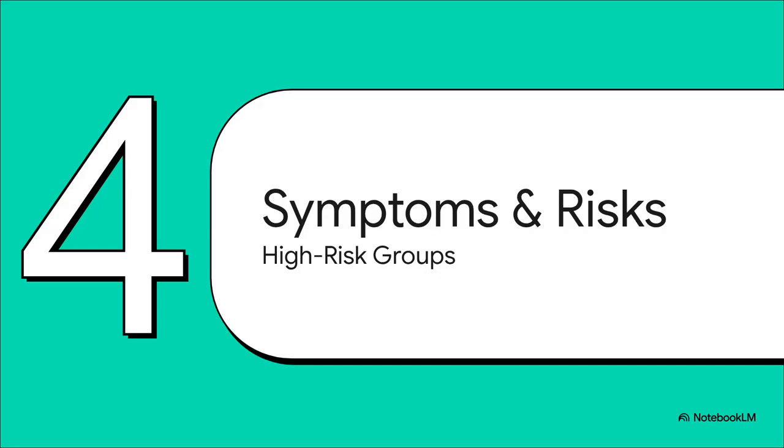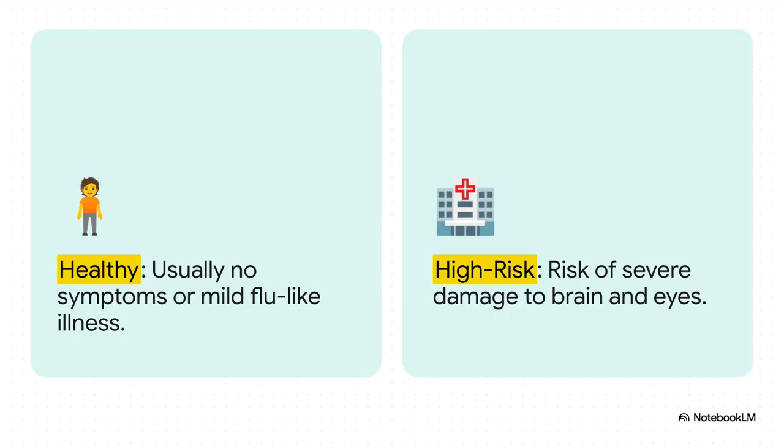Okay, Section 4, Symptoms and High-Risk Groups. What actually happens to your body once you're infected? Well, the body's reaction varies a ton. For most healthy folks, a staggering 80 to 90% show absolutely zero symptoms, none.